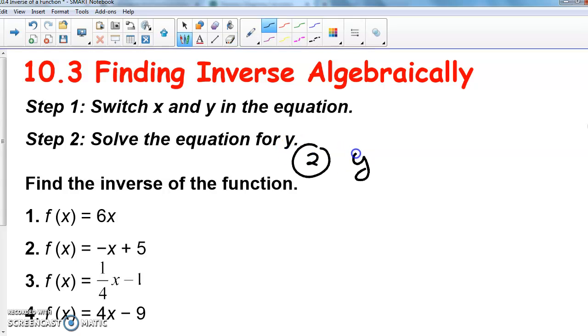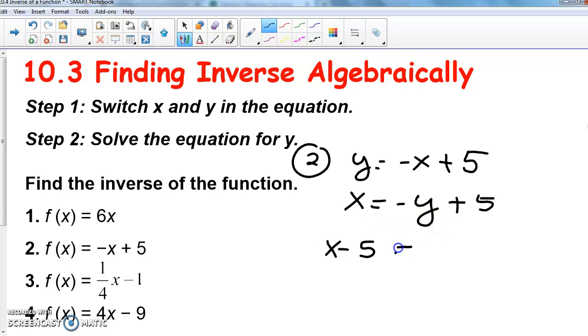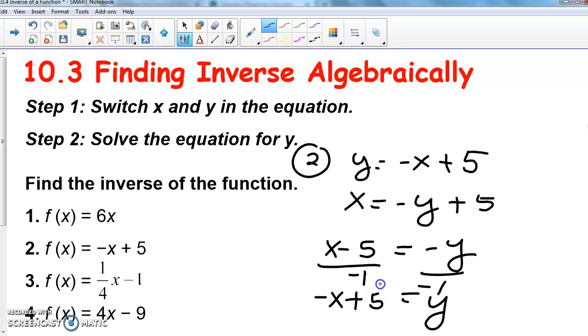We have y is equal to negative x plus 5. So again, interchange x and y. So x is equal to negative y plus 5. Now get the y by itself. So move the 5 over, you'll get x minus 5 equals negative y. And then divide both sides by negative 1. So you'll get y is equal to negative x plus 5, or 5 minus x.